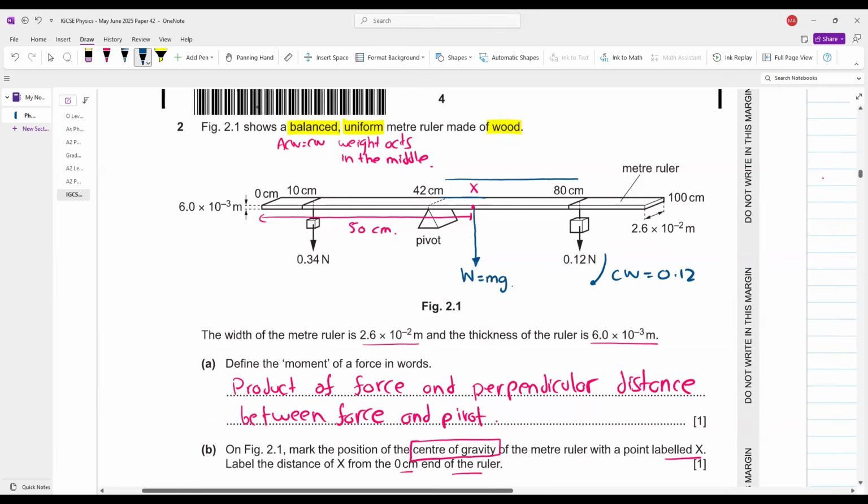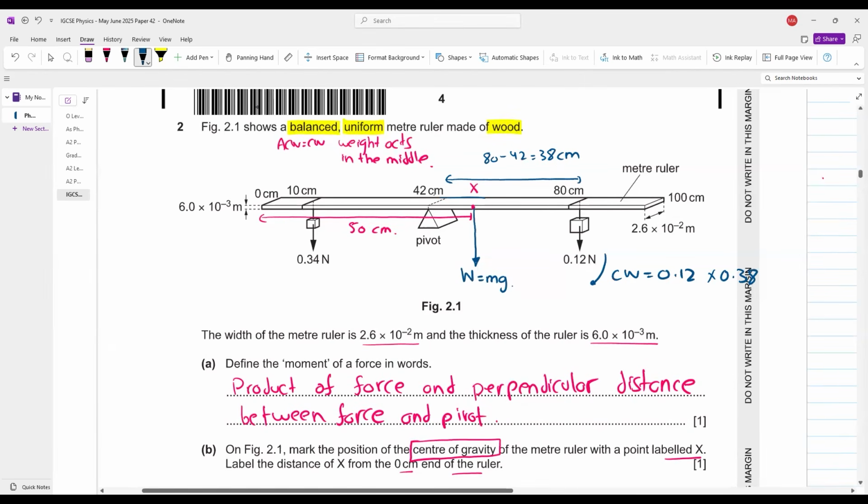What is the distance from the pivot? Your pivot is at 42 centimeter. This is 80 centimeter. What is the distance between the pivot and the 0.12 Newton force? 80 minus 42 centimeter, that is 38 centimeter. This comes out to be 0.38.